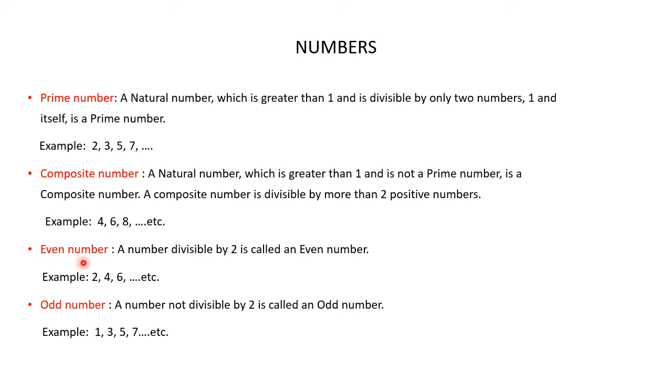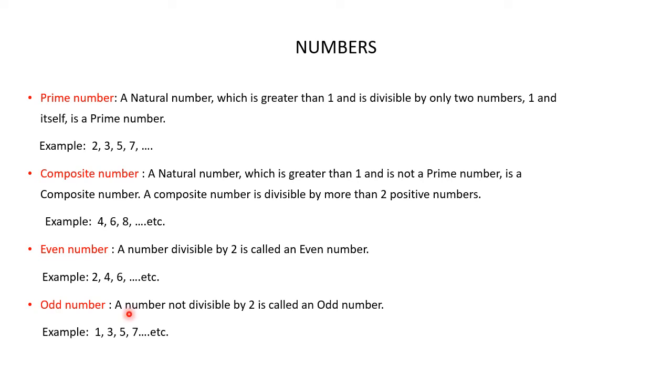Even number. An even number is a number divisible by 2. Example 2, 4, 6, etc. 2 is divisible by 2, so it is an even number. 4 is divisible by 2, so it is an even number. 6 is divisible by 2, so it is an even number.